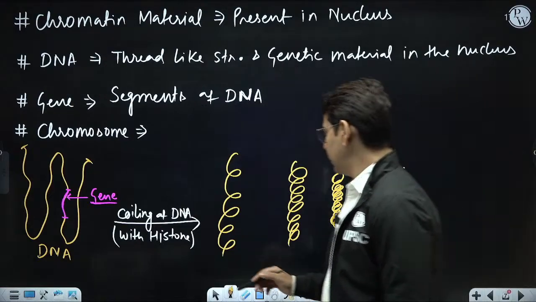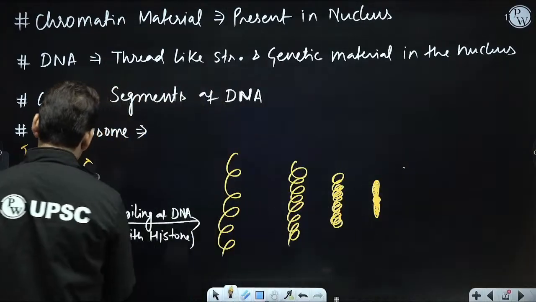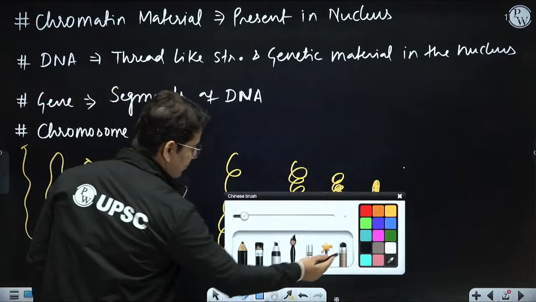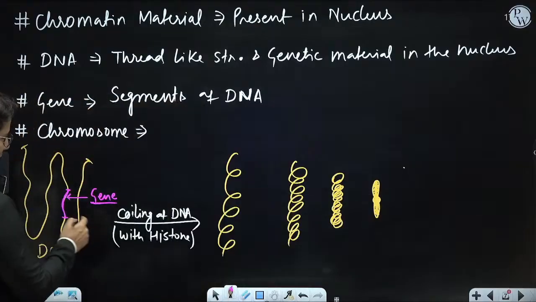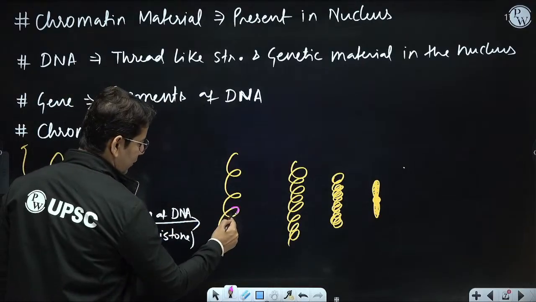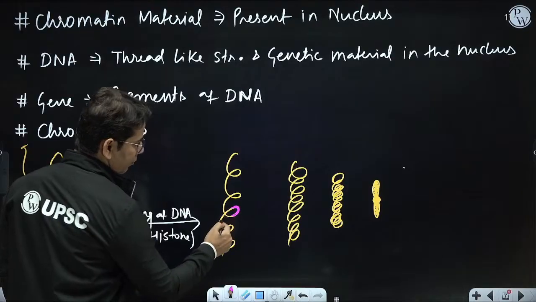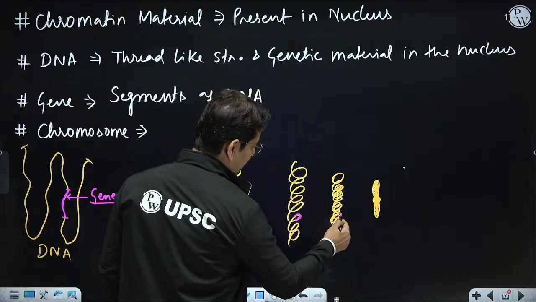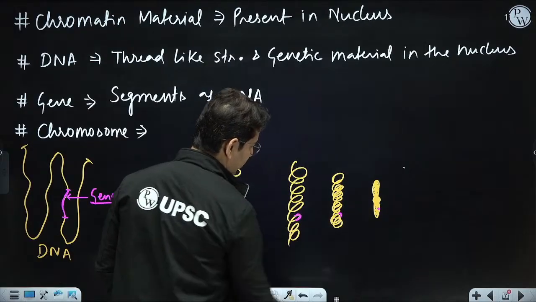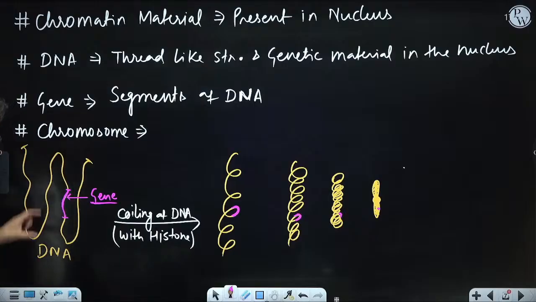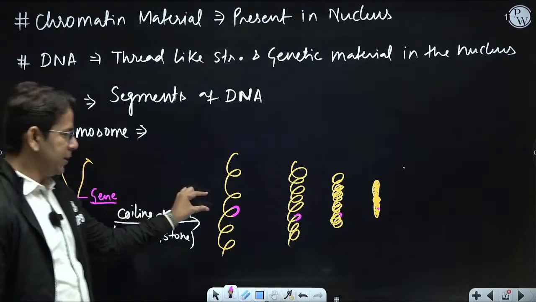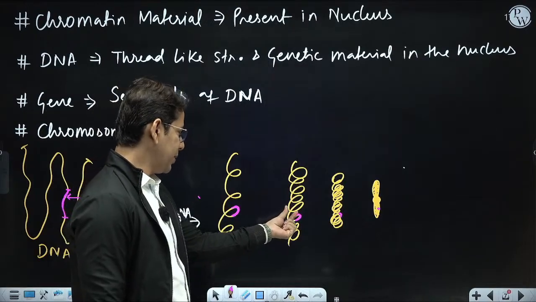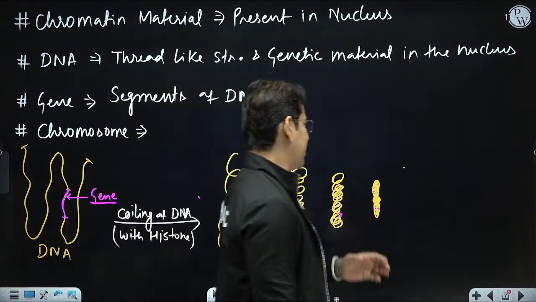And obviously, what about this gene? This gene is an open DNA. Open DNA looks like this. But the same gene over here, if the coiling is occurring, might look like this, and then it might look like here. And here it will look like a dot. So that is a segment. Coiling is even more here, so this segment is more condensed and appears like a point.